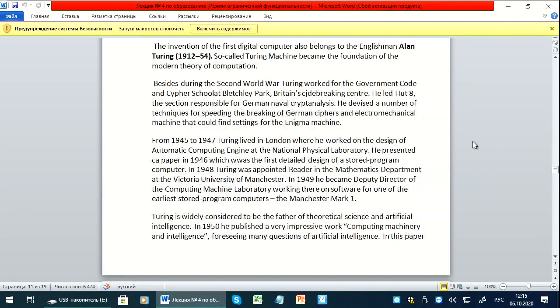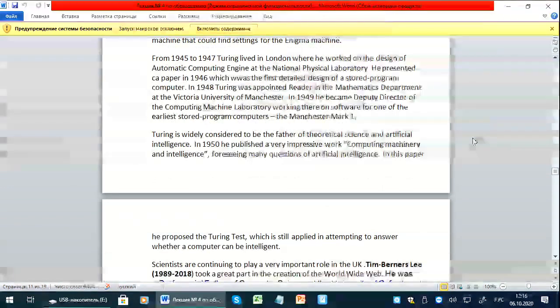Turing is widely considered to be the father of theoretical computer science and artificial intelligence. In 1950, he published a very impressive work, Computing Machinery and Intelligence, foreseeing many questions of artificial intelligence. In this paper, he proposed the Turing test, which is still applied in attempting to answer whether a computer could be intelligent.